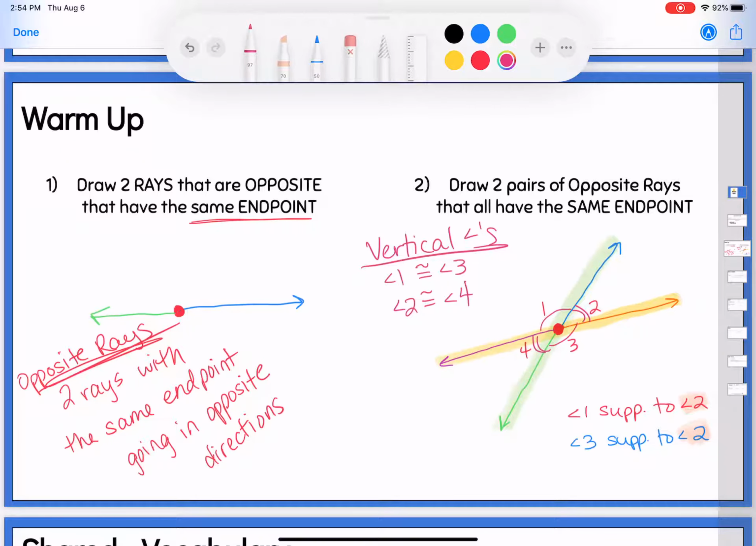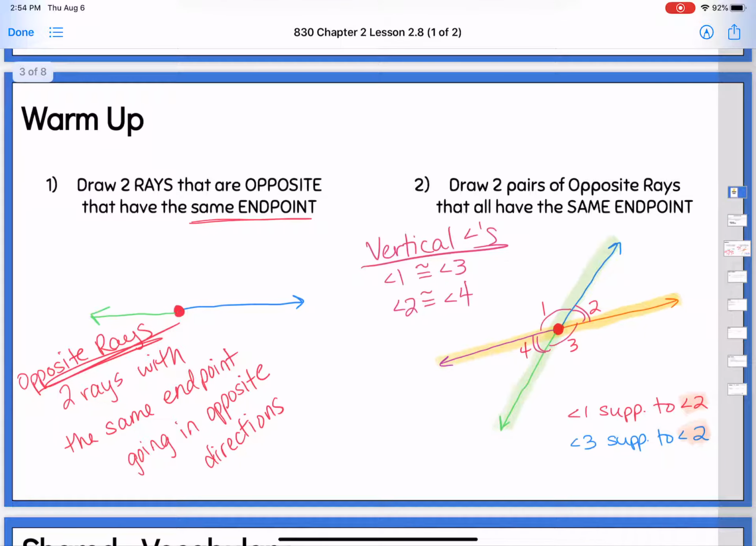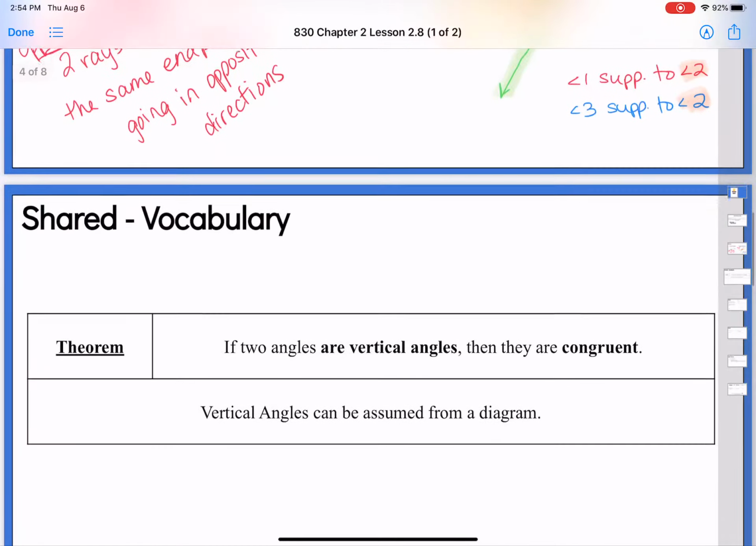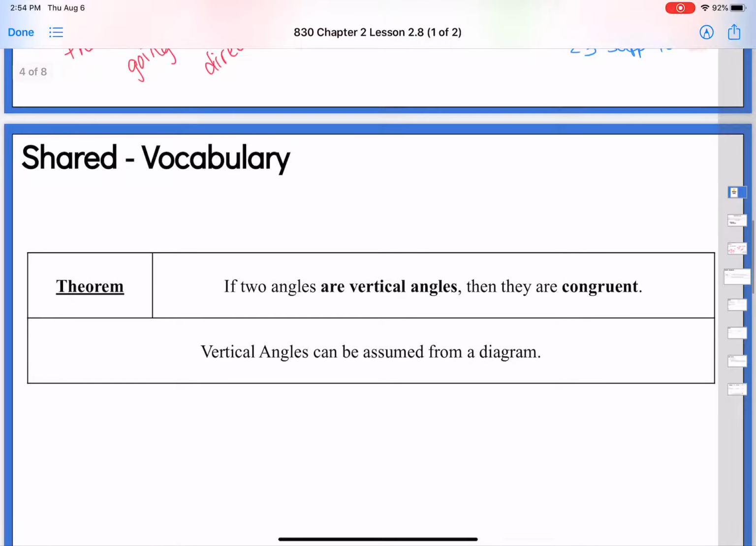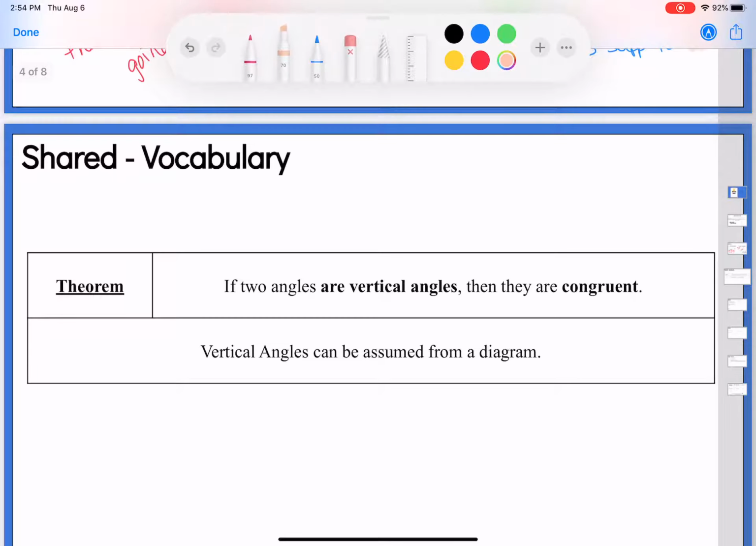All right, so walking through that process of drawing these things and then looking at them a little bit more carefully, you have actually proven our first theorem for today, which is about vertical angles. So our theorem is, if two angles are vertical angles, then they are congruent. Now, if you think about that, the if part of this if-then is: if two angles are vertical angles. So you have to have a step that says that these angles are vertical angles, okay?